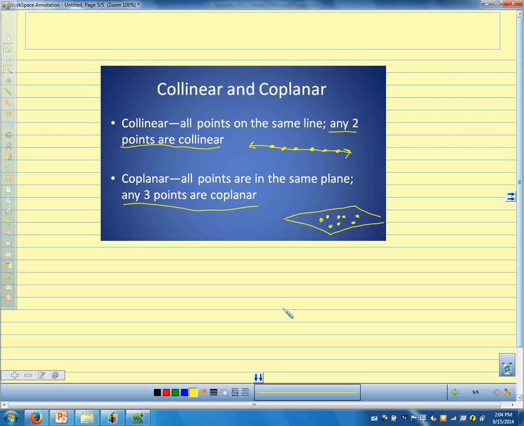An example of collinear could be all the points on this one particular line on my screen. All of those points would be collinear. An example of coplanar would be all these points on my screen. All of those points are coplanar. They're in the same plane as the screen. What would be a non-example of collinear?